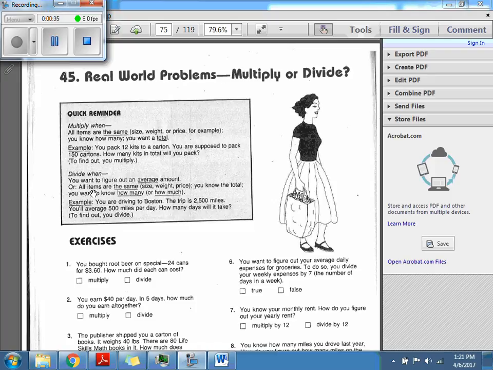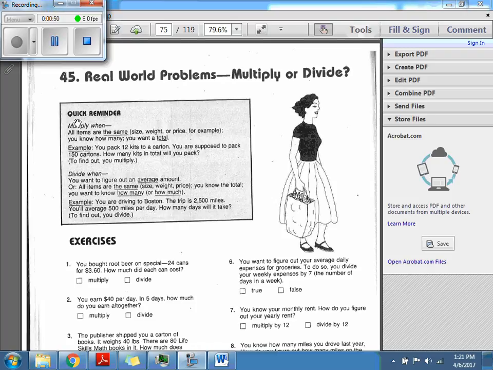You want to know a total. You want to know how many or how much. For example, you're driving to Boston and the trip is 2,500 miles. You'll average 500 miles per day. How many days will it take? To find out, you would divide.